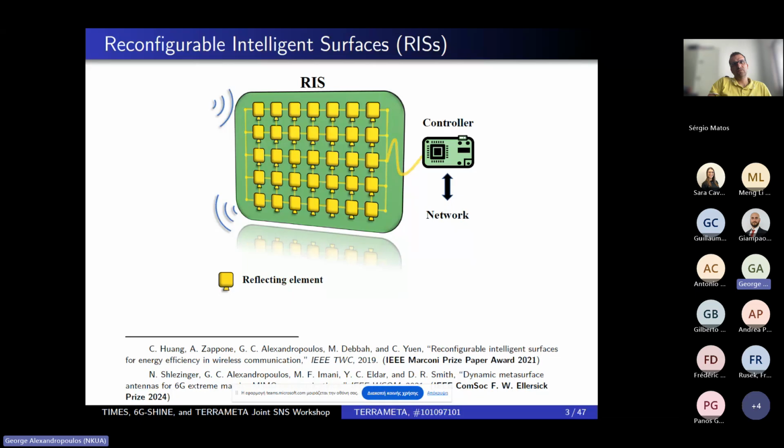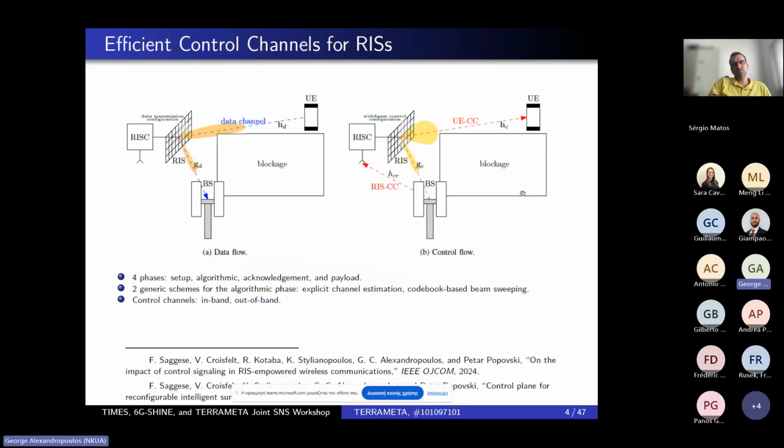But there is also the other part, which has to do with how we actually run algorithms fast and efficiently, and how we incorporate it in the network. There have been various works, and this has been one item that has been discussed within TERRAMETA, of how we actually optimize the metasurface and which are the ways to do it. One way, for example, could be to try to estimate the channels where the RIS is involved, and then use this channel knowledge to run our algorithms. The algorithms then will output the configuration of the RIS, set it, and let it play.